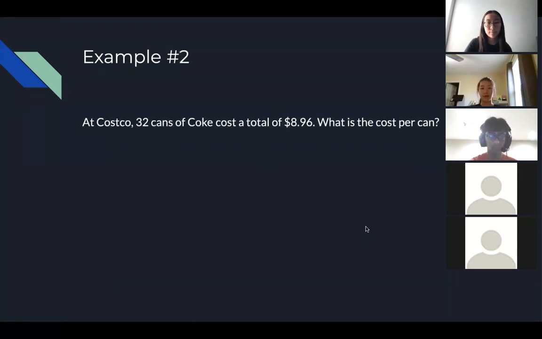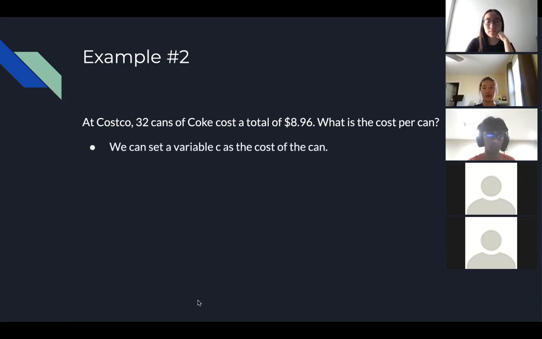So our second example is a little more like a word problem. So at Costco, 32 cans of Coke costs a total of $8.96. And what is the cost per can? And here you're just assuming that each can is worth the same amount of money. So we can set a variable C as the cost of the can. And so yeah, that would be the equation you set up. 32 times C is equal to 8.96. Then you would just divide both sides by 32 to get your answer of 28 cents per can.